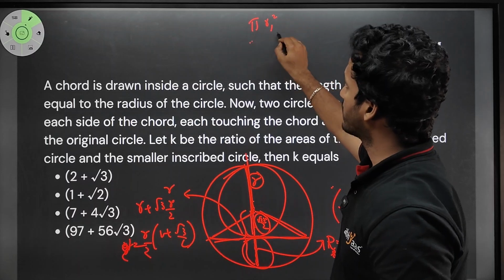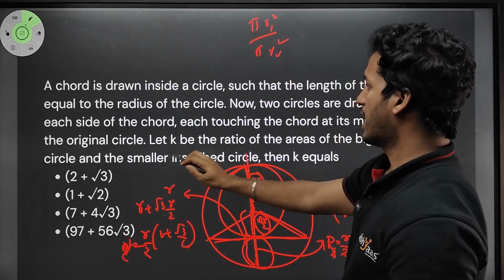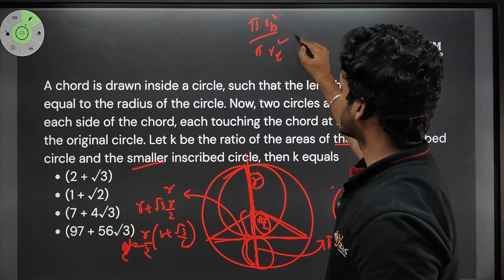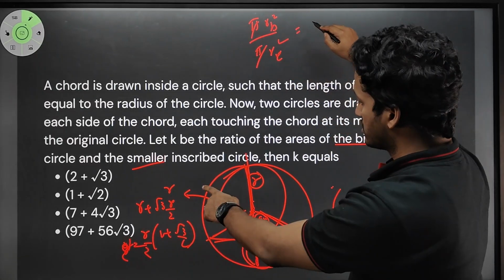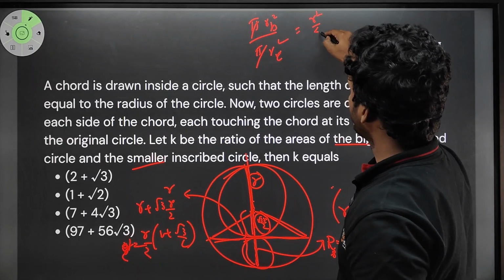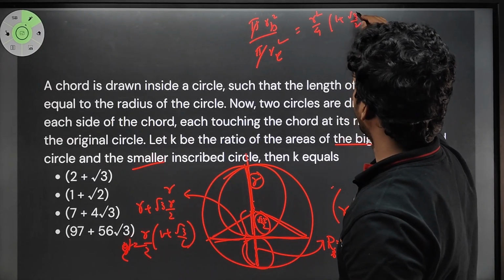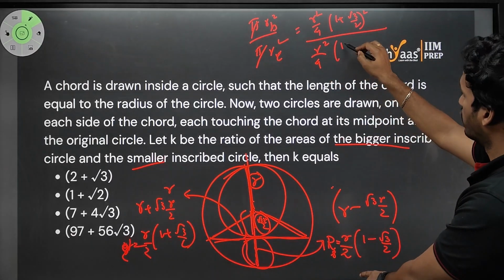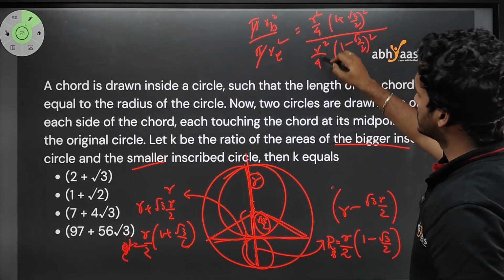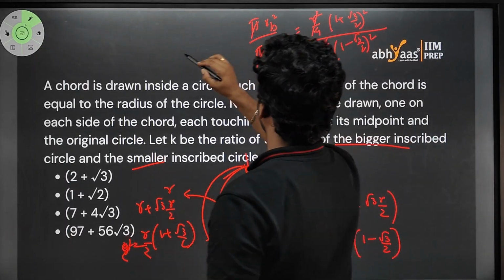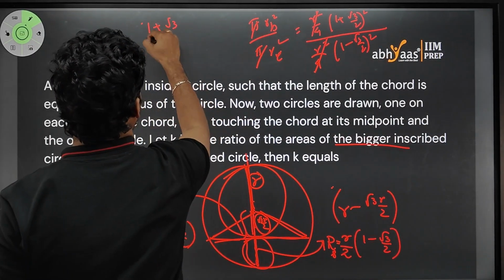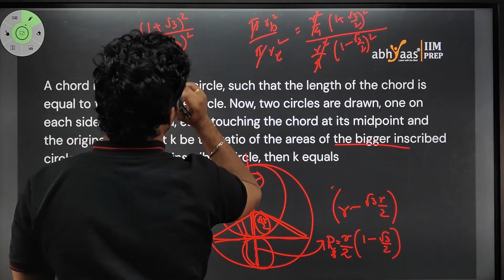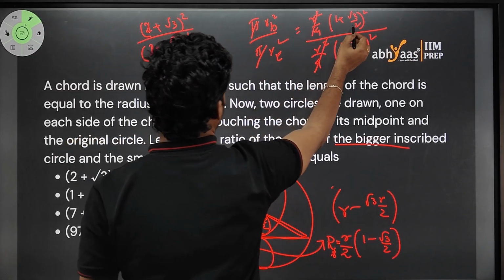Yes, πr1² by πr2². So they asked the ratio of the areas of bigger to smaller. So this bigger circle and smaller circle, so π and π get cancelled. The radius will be r²/4 (1 plus √3/2) whole square divided by again r²/4 (1 minus √3/2) whole square. So this thing and this thing get cancelled away, and I will be left with (1 plus √3) whole square by (1 minus √3) whole square. I mean, yeah, (2 plus √3) and (2 minus √3), because we have to take LCM here.